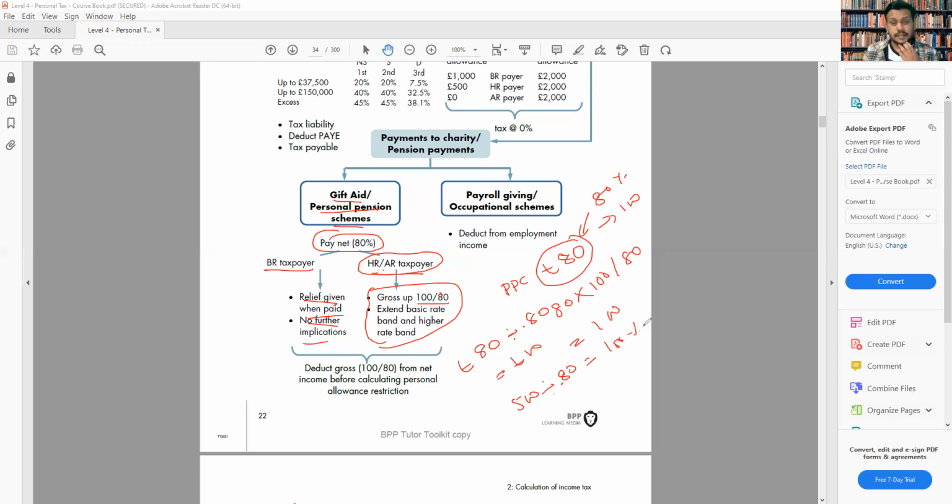So if any personal pension contribution or any gift aid donation comes, we have to always gross it up if the person is a higher rate taxpayer, because it's always considered paid net 80%. All right, we'll do some examples, so you understand that. And we have deductions from the employment income. This one you already know. So if we have PAYE, tax, national insurance, it will be deducted. And if there's any scheme deducted from employment income, so pay as you go system, for example, if someone gives to an occupational pension scheme from the employment, it will be deducted from the employment.